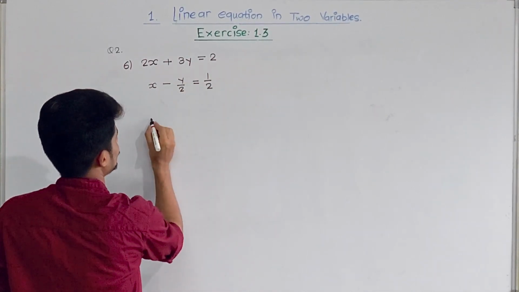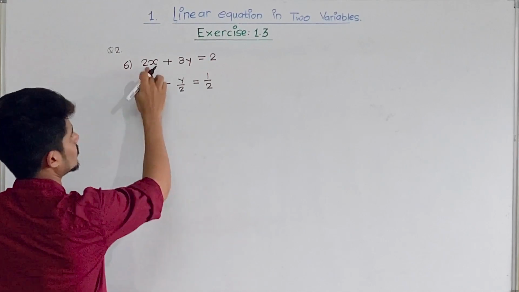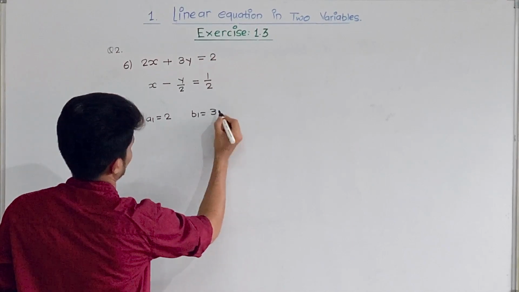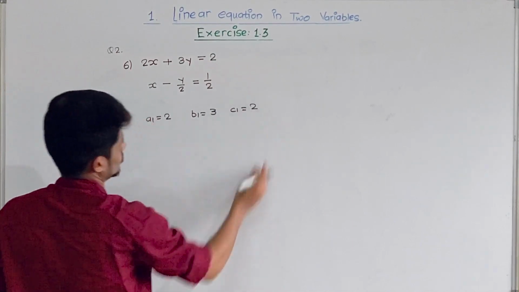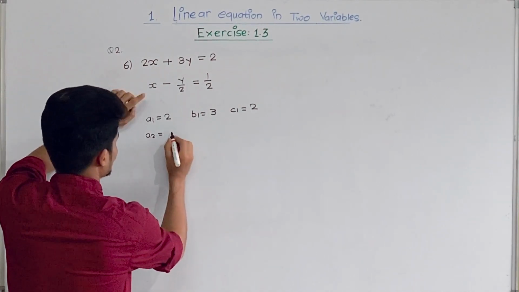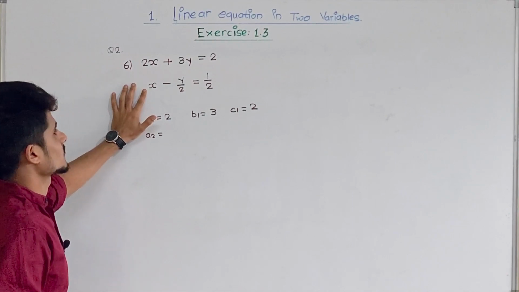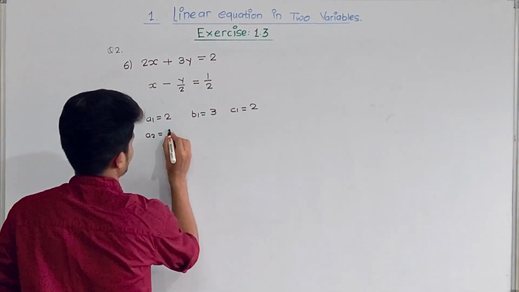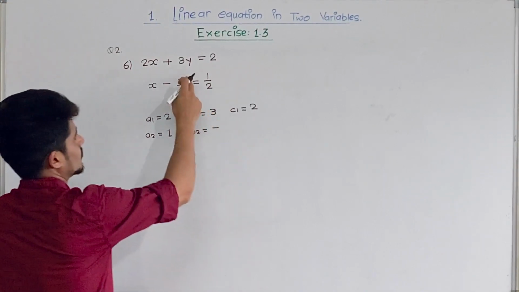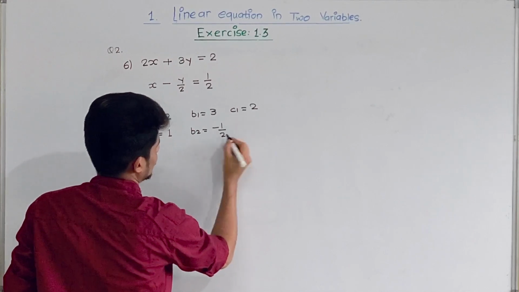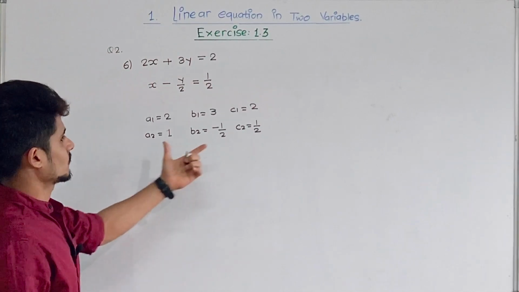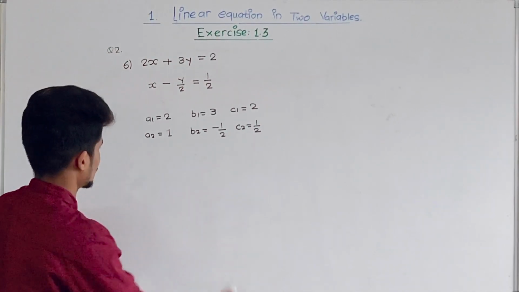b2, c2. So the value of a1 will be 2, value of b1 will be 3 and the value of c1 will be 2. Similarly, the value of a2 will be, there is no number here, so we consider it as 1. Value of b2 is minus 1 by 2 and value of c2 is 1 by 2. Now we'll find the value of determinant.